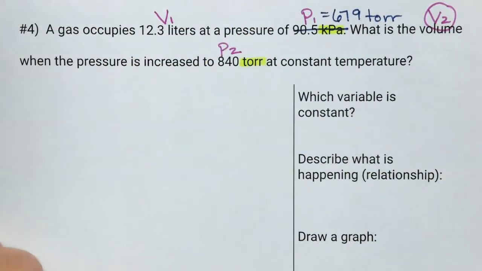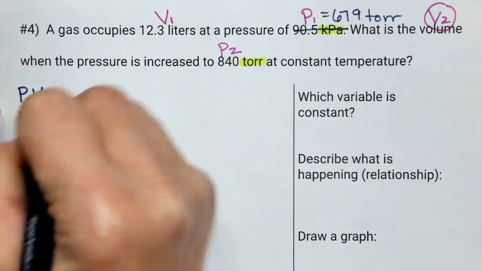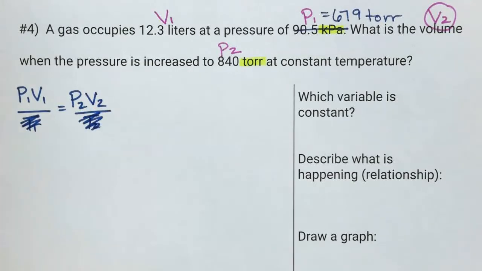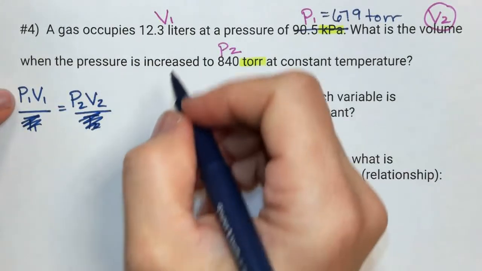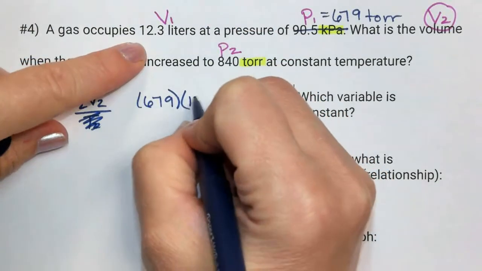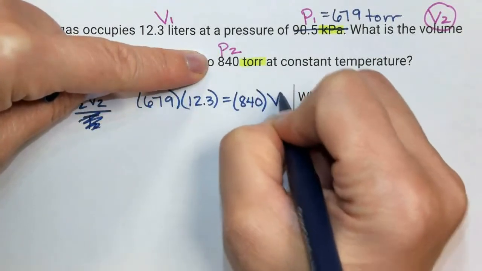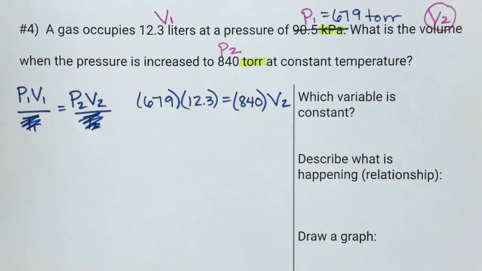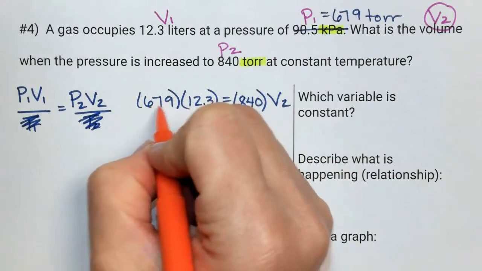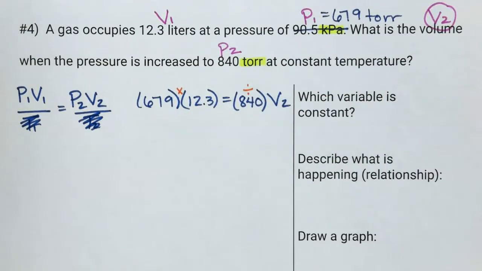Now notice that temperature was constant, so in my original equation, P1 V1 over T1 equals P2 V2 over T2, I don't need temperature because it's constant. Now I'm going to plug in my variables. P1 is 679 times V1, which is 12.3, equals P2, which is 840, times V2. What is V2? That's what I'm solving for. So I'm going to start on the side that does not have V2.